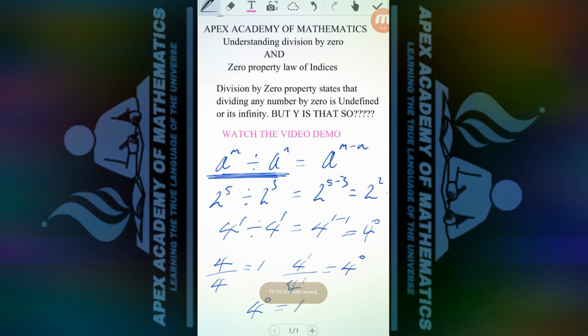Alright? So, hope you guys got that concept and you have an understanding of why division by 0 is equal, well, not division by 0, but raising a number to the power of 0 is equal to 1.